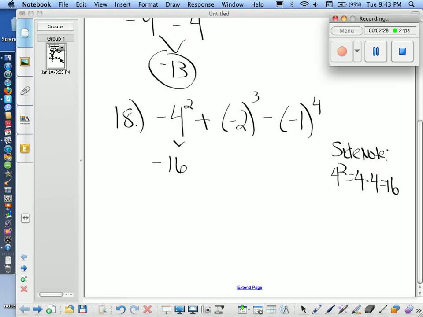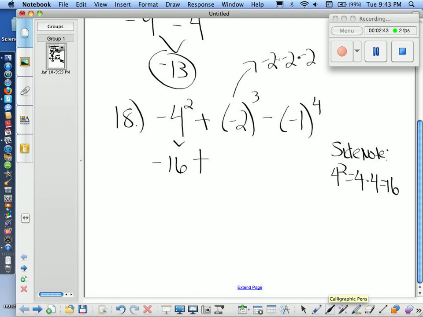Now as we move left to right, we still have our addition sign here. And now we've got -2 cubed. Okay, -2 cubed means -2 times -2 times -2. There's an odd number of negative signs, so we're going to have one left over. -2 times 2 is 4, and we're still left with -2 there. And then we get -8. So that's why -2 cubed is -8.